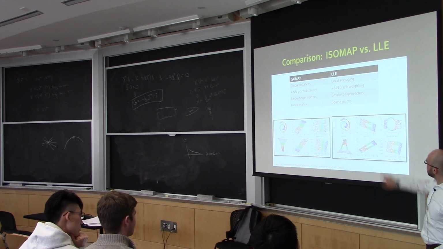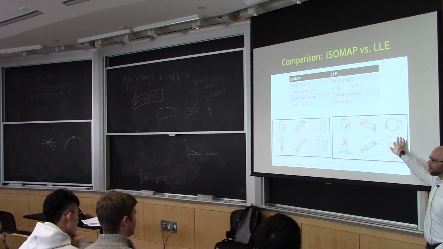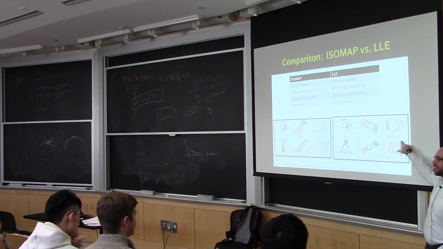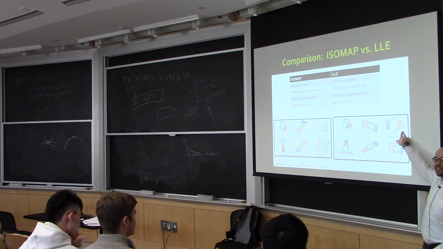You could say, based on this example, I should never use ISOMAP. I don't think that's true. I think it's just more communicating that they do different things. ISOMAP really cares about preserving that distance function.